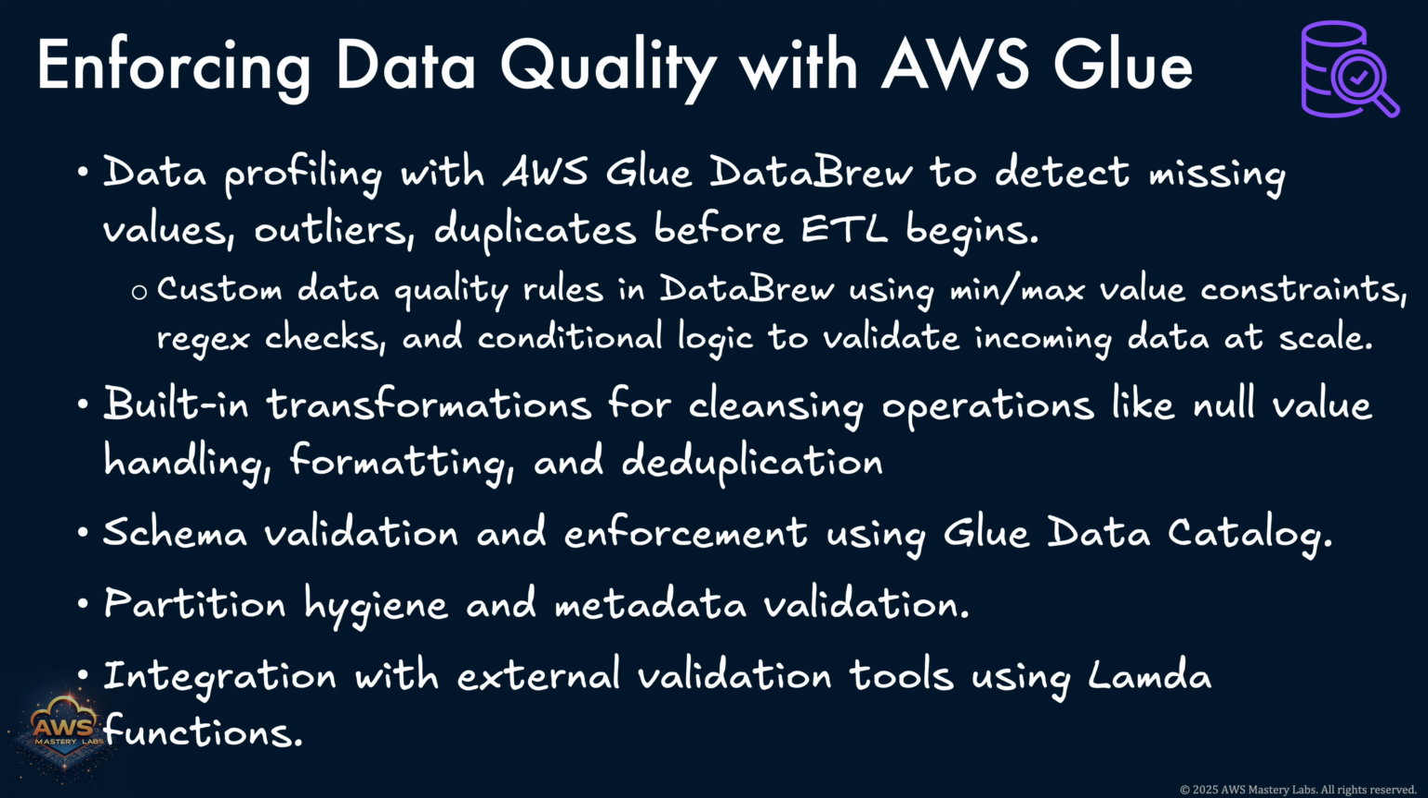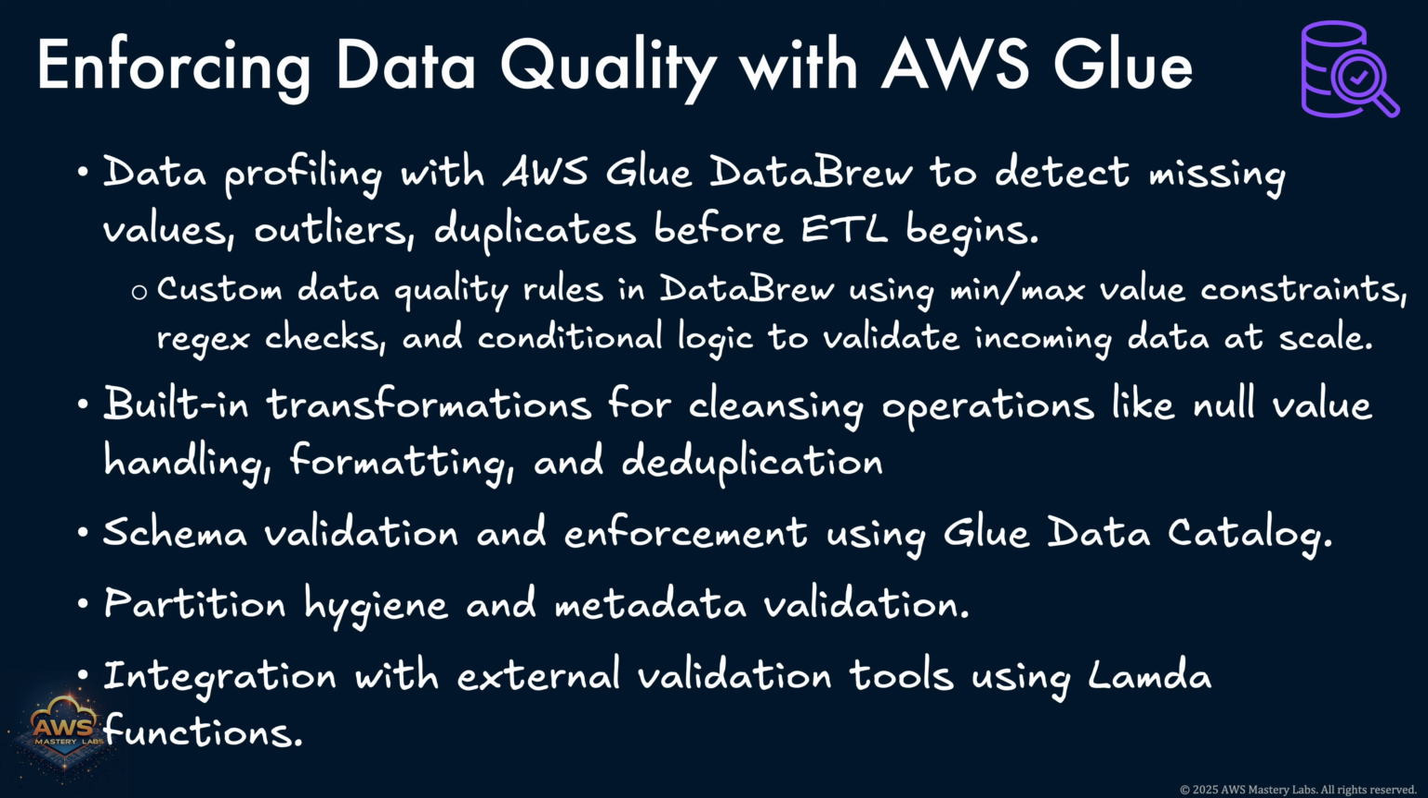For actual data cleanup, AWS Glue provides built-in transformation operations in both Glue Studio and DataBrew. You can easily apply cleansing routines like null value handling, consistent formatting, deduplication, and type conversions, all without having to write custom code. To maintain data consistency across your pipelines, schema validation and enforcement is crucial. The Glue Data Catalog acts as a central metadata layer where crawlers and jobs validate the structure of your data. If a schema drifts unexpectedly, for example, a column disappears or changes type, Glue can detect it and raise flags.